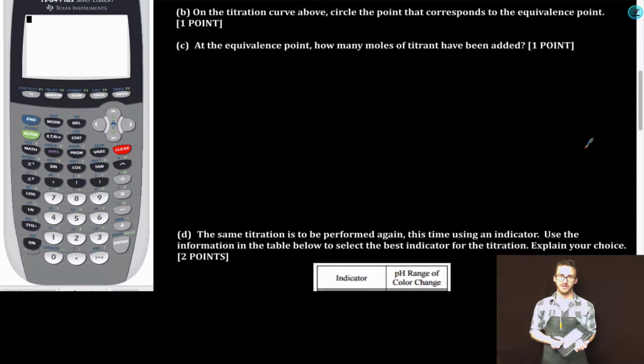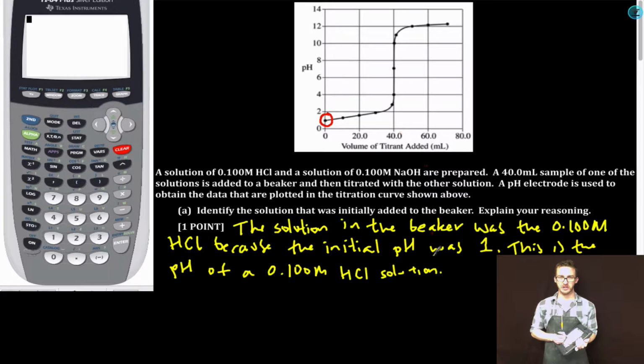Part B. On the titration curve above, circle the point that corresponds to the equivalence point. Oh man, I shouldn't have circled that earlier one. Alright, for your equivalence point, you're looking for that sharp change in pH right here. Additionally, strong acid, strong base, our equivalence point is going to occur at pH 7.